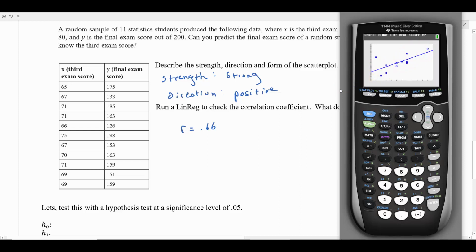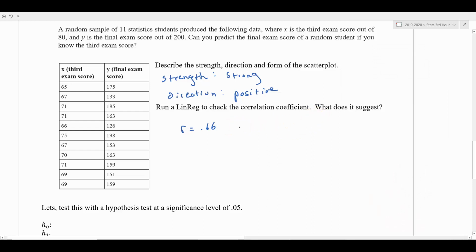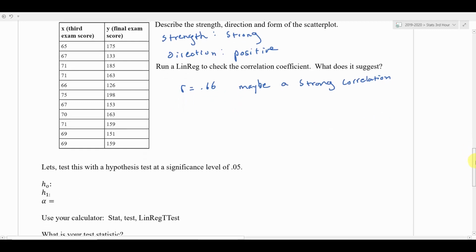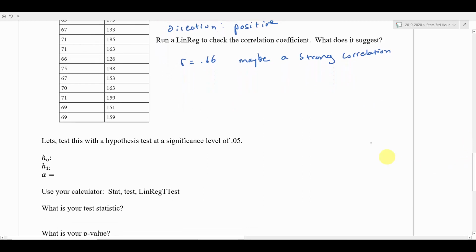All right. So what does it suggest? I'm going to say maybe a strong correlation. And this is kind of what we do. I mean, we try and make predictions along the way and gather as much evidence as we can to establish that correlation. So it's kind of iffy, right? 0.66, I'm not sure if that's strong enough to be making predictions with. So this is where the hypothesis test comes in very handy. It's going to tell me whether or not I should use it to make predictions.